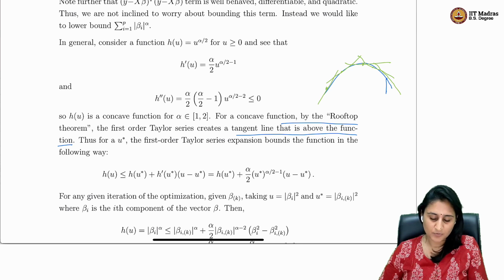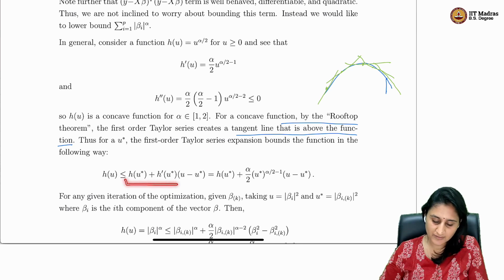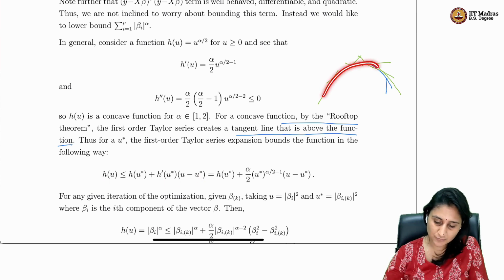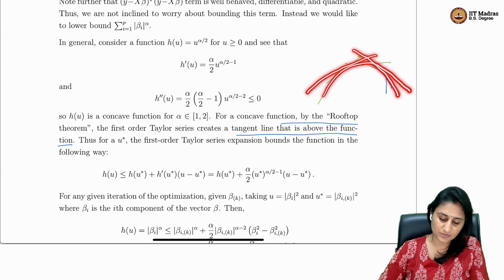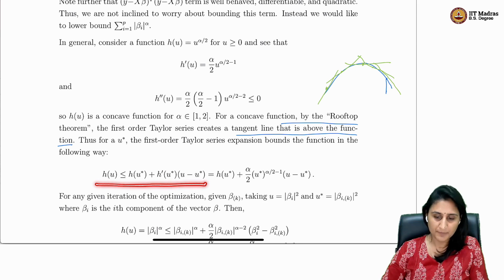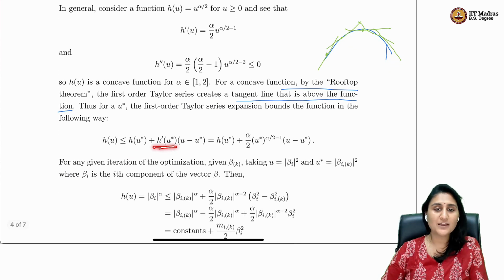if I consider a first order Taylor series expansion of h of u around u star, what's going to happen is if I look at the first order Taylor series expansion, which is this, h of u star plus h prime u star, u minus u star. Well, my function h of u is always going to be less than or equal to that Taylor series expansion around any u star, right? But now I can plug in what h prime looks like. So I get this is equal to h of u star plus alpha by 2 u star to the power alpha by 2 minus 1, u minus u star. Okay.